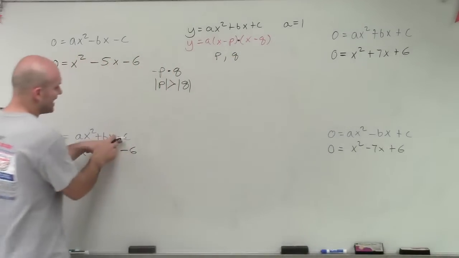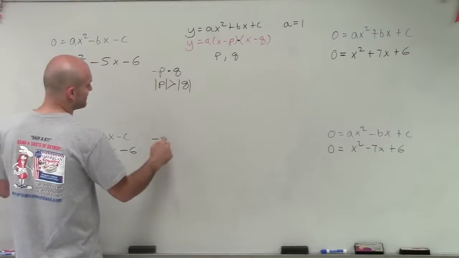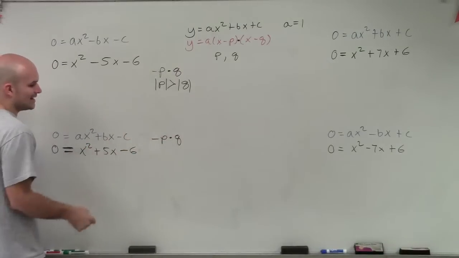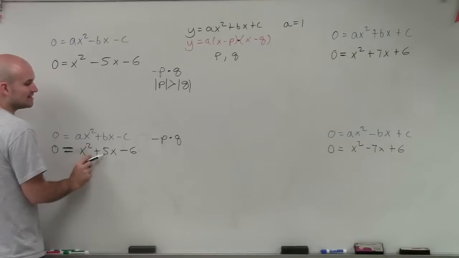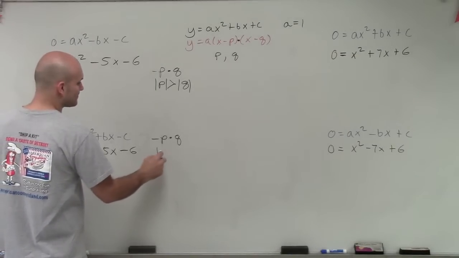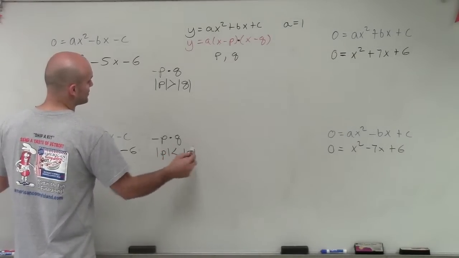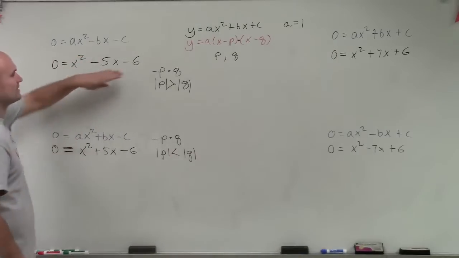Now let's look again. If we have negative c, therefore I have to have negative p times q again. One of these factors has to be negative. However, if my middle term is positive, therefore the absolute value of p has to be less than the absolute value of q.